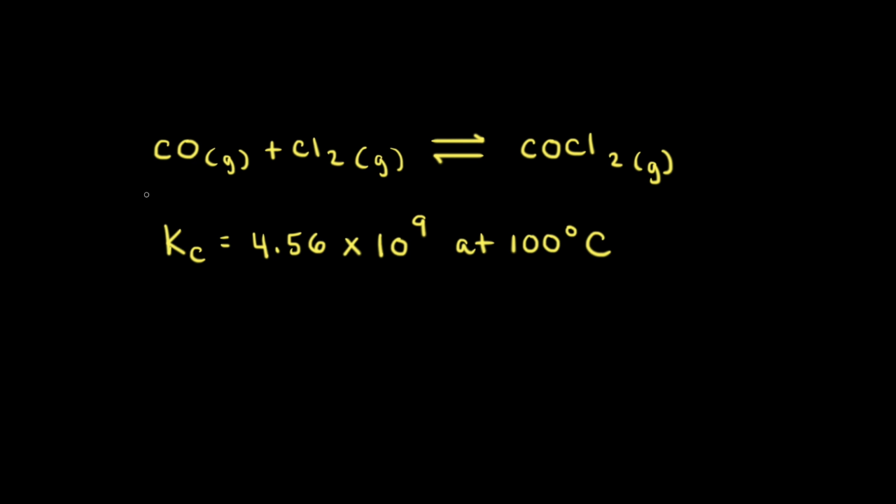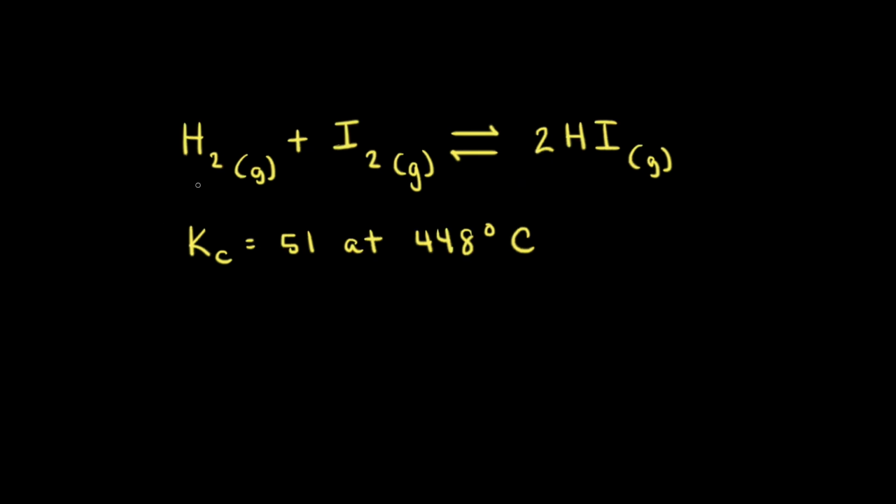Let's look at the reaction of carbon monoxide and chlorine gas to form phosgene. At 100 degrees Celsius, the equilibrium constant for this reaction is 4.56 times 10 to the 9th. Since the equilibrium constant K is greater than 1, we know there are more products than reactants at equilibrium. And with an extremely large value for K, like 10 to the ninth, we could even assume this reaction essentially goes to completion.